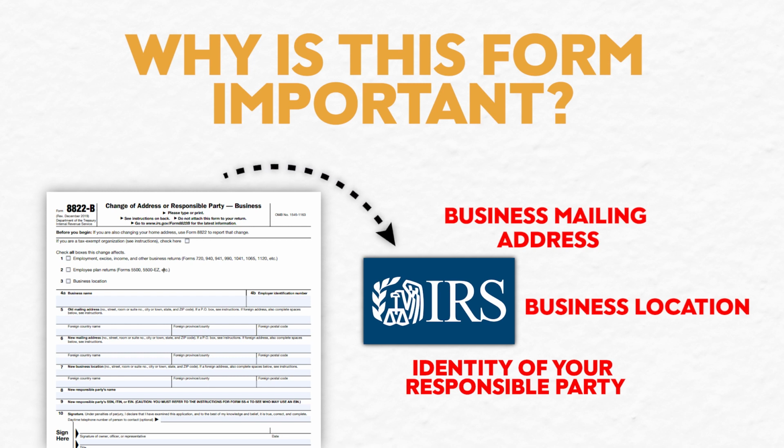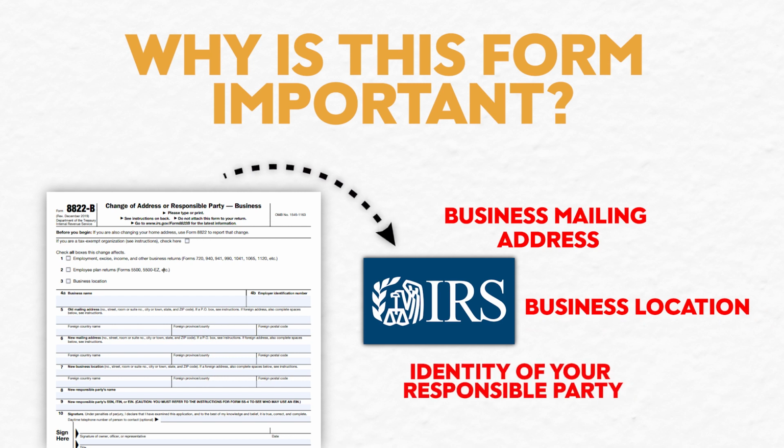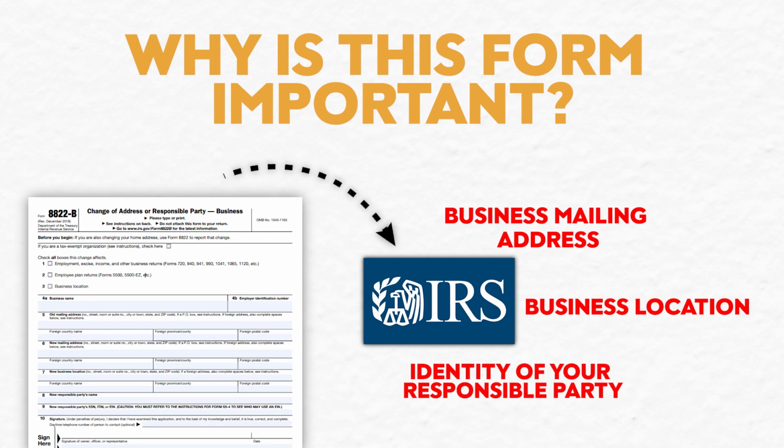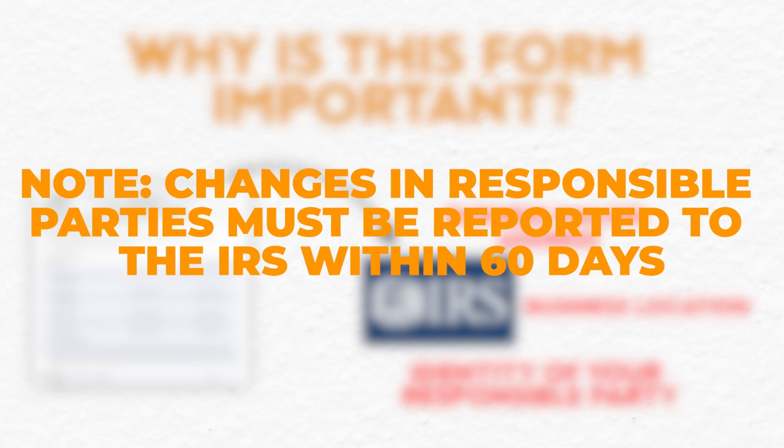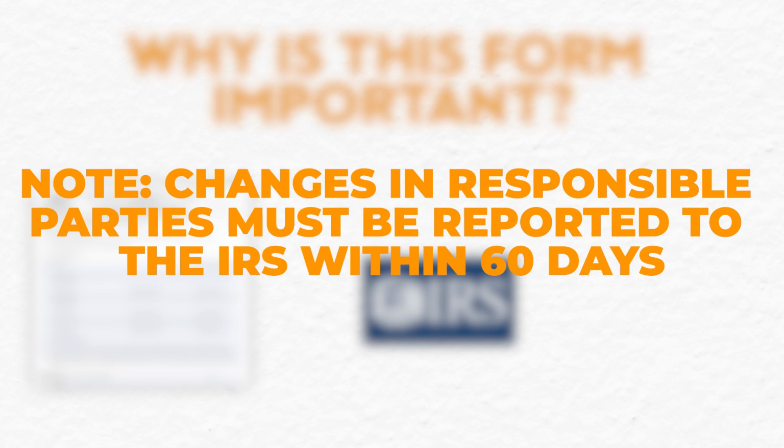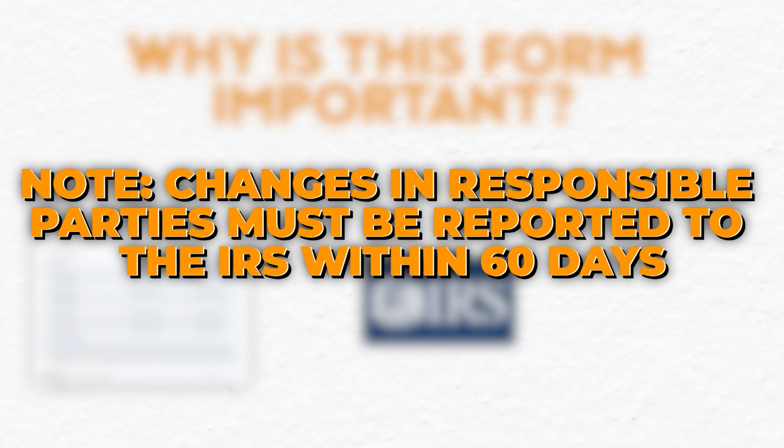Now, it is also important that out of these three requirements, which necessitate you to file the 8822-B, for the third requirement, whenever there's a change of your responsible party, the IRS requires that you report the name of that new responsible party on this form within 60 days of when the change took effect. Okay, so whenever there's a responsible party change within your entity or organization, could be an LLC, a corporation, or a partnership, the IRS gives you 60 days to update them.